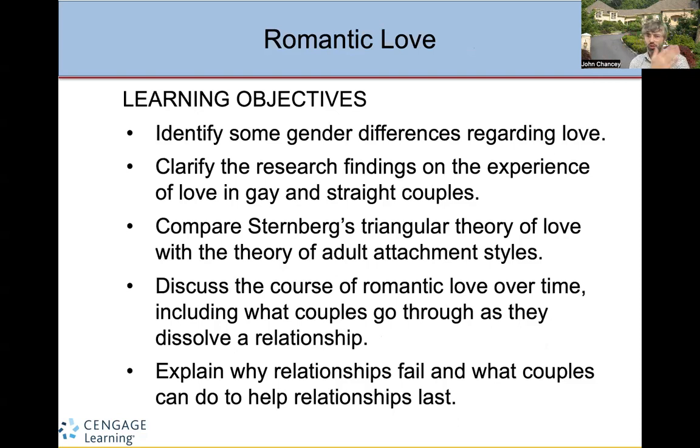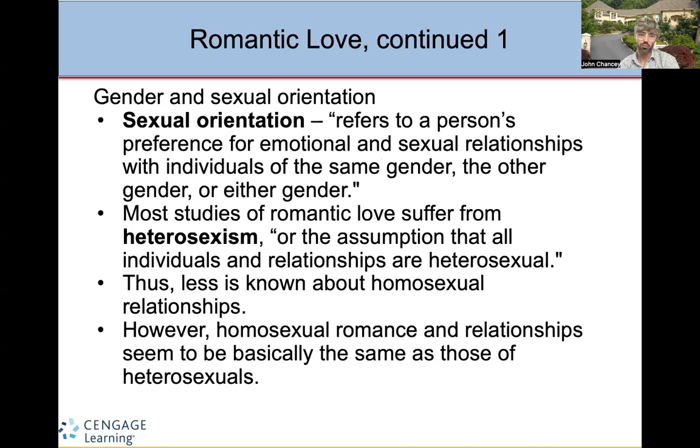What about romantic love? We're going to switch gears from friendship to romantic love. By the end of this section, you should be able to identify some gender differences regarding love, clarify research findings on the experience of love in gay and straight couples, compare Sternberg's triangular theory of love with the theory of adult attachment styles, discuss the course of romantic love over time, including what couples go through as they dissolve a relationship, and explain why relationships fail and what couples can do to help relationships last.